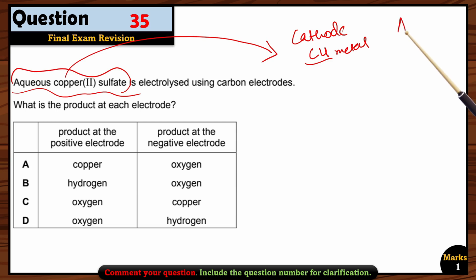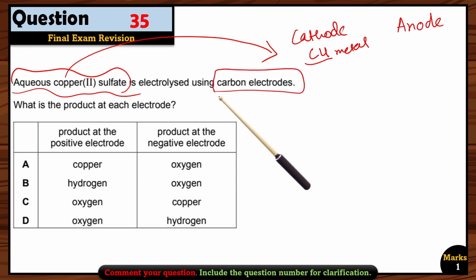Now for the anode we have to look for three things. First, concentration. Second, it should be aqueous. And the third thing is the electrodes. Which type of electrodes are used? Here carbon electrodes are used. It's simple, you don't have to think more. If it is carbon electrode, you just have to look for this one. Now we have aqueous copper sulfate.